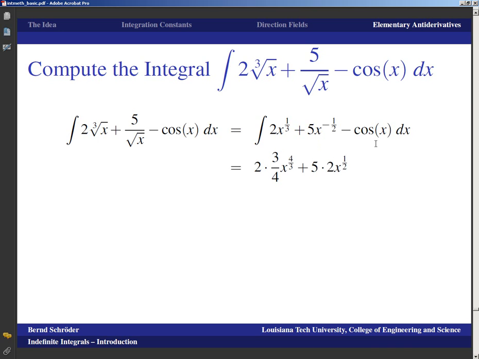And the antiderivative of negative cosine x is negative sine of x, because the antiderivative of the cosine is the sine, plus c. And then again, the only thing we can do here is simplify a little bit. Yeah, 3/2 x to the 4/3, 10x to the 1/2, minus sine of x plus c.